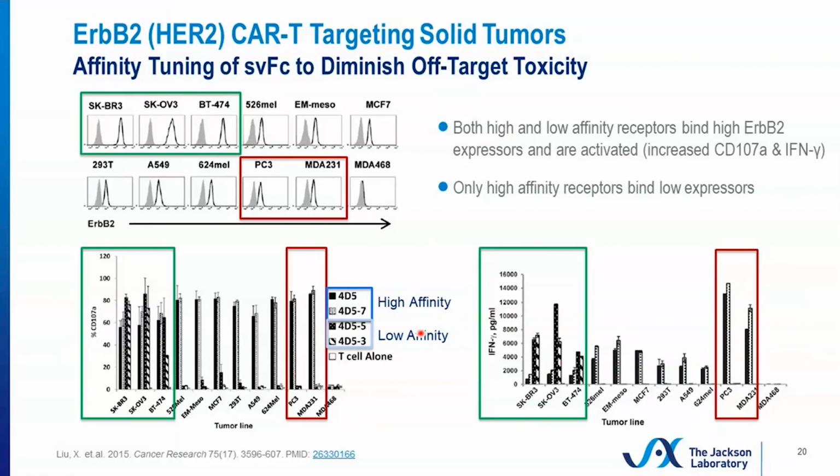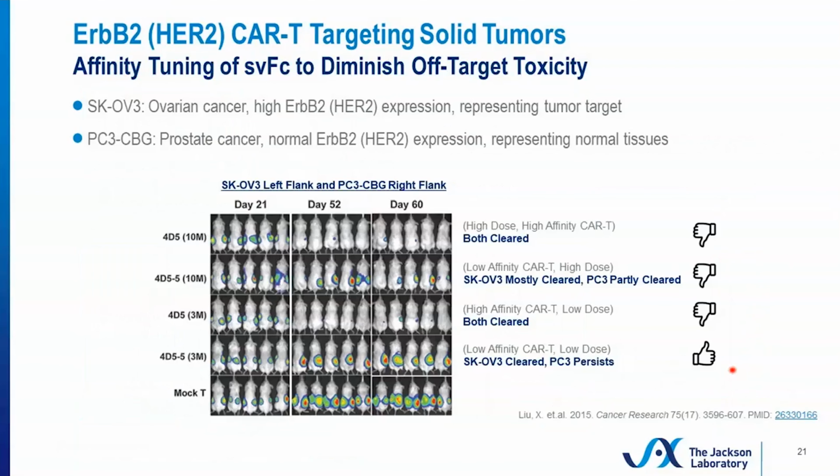The high and low affinities were binding to high expressors, but only the high affinity receptors bind the low expressors as shown here. So these are the two high ones, the solid bars and the pixelated, and they're binding to those low expressors. So then they took this to the next level to do the in vivo assays, which was a pretty neat trick. What they did is they took the SKOV, which was the high expressing ovarian cancer, and put it on the left flank of the mice, and the low expressing PC3 and put them on the right flank.